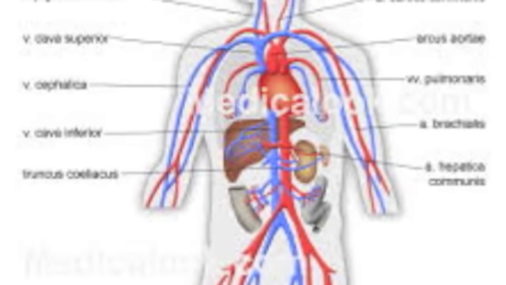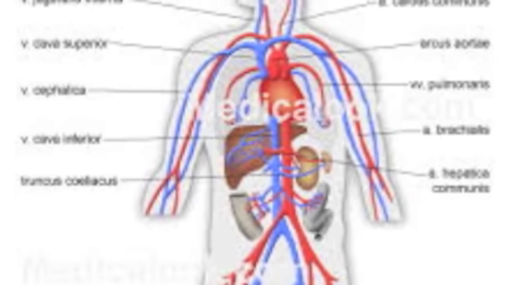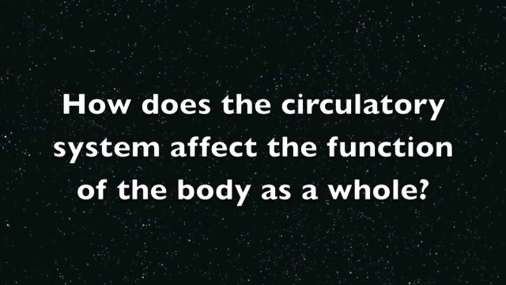Let's see how the circulatory system affects the function of the body as a whole, and how the circulatory system helps maintain homeostasis. After learning about the circulatory system, let's take a step back and think about how the subsystem affects the function of your entire body. In essence, your circulatory system is the delivery service carrying goods throughout your body.